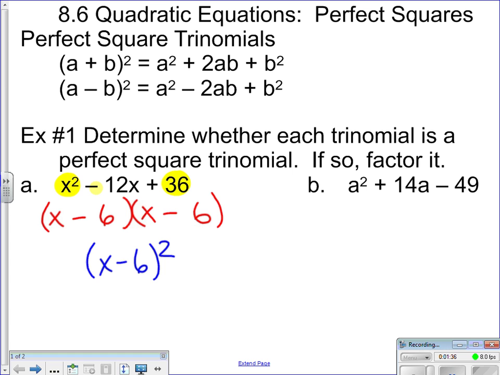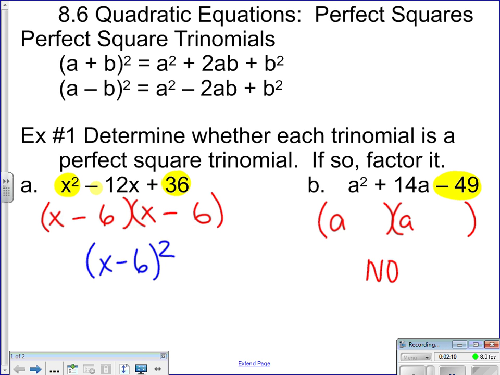Well, this is not a perfect square. Negative 49. The way you get negative 49 is a negative 7 and a positive 7. But negative 7 and positive 7 don't make 14. So B, as it's written, cannot be done. It's prime. It is not a perfect square trinomial. So when asked, is it a perfect square trinomial? You would say, no, it's not a perfect square trinomial.